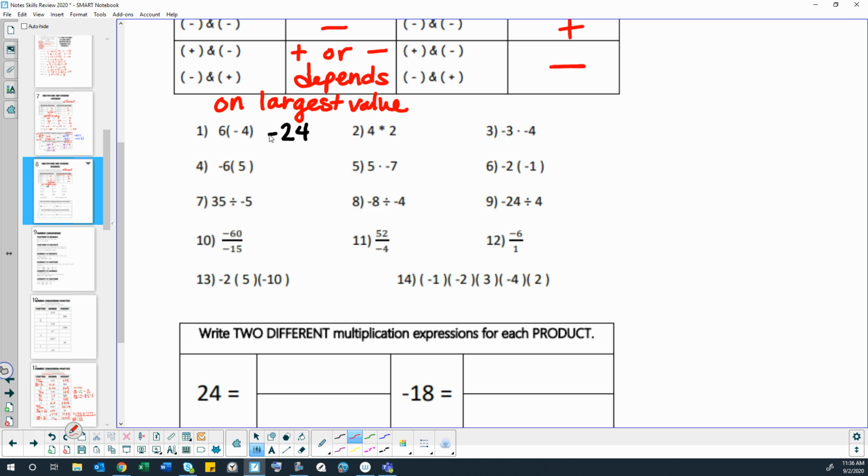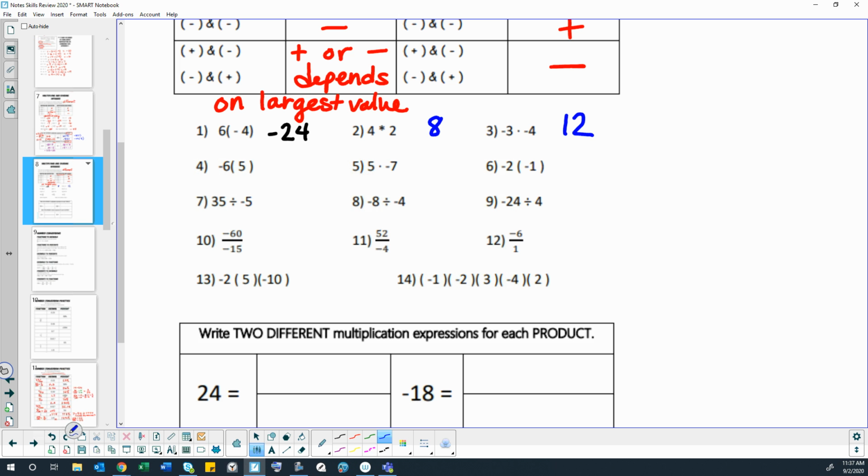Okay, I might skip around a little bit, so I'm just going to fill these in so you can check your answers. 4 times 2 is 8. Negative 3 times negative 4. So we have a negative times a negative. We get a positive answer, right? Some of you have gone ahead and written that down for me, and you're showing me that positive 12. 3 times 4 is normally 12. Since we have two negatives multiplied together, negative times negative is a positive 12.